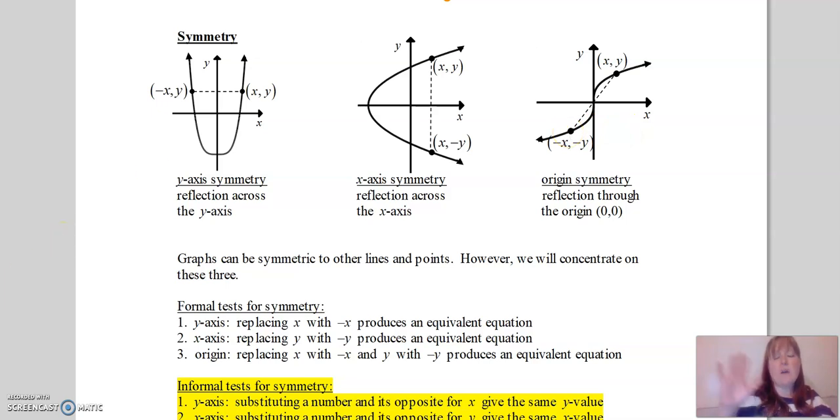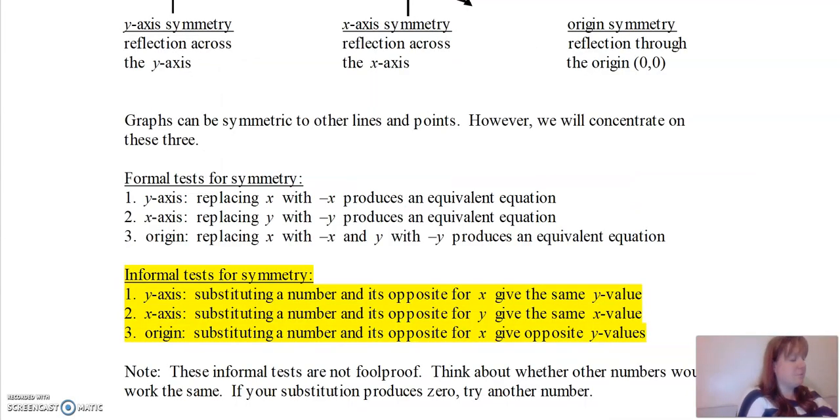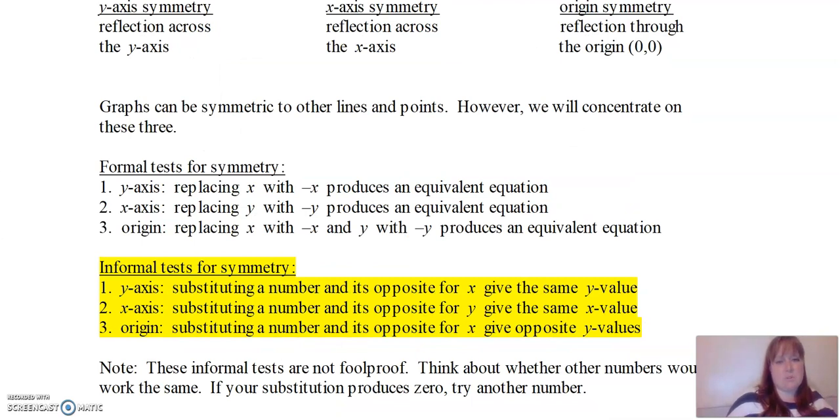So obviously graphs can be symmetric against all different other kinds of lines and points. They're a lot harder to see than these ones are, and we're not really going to focus on those. But we are going to test for these types of symmetry. There's a formal test for symmetry.